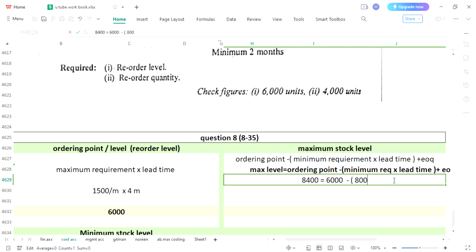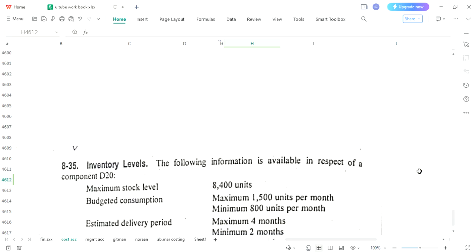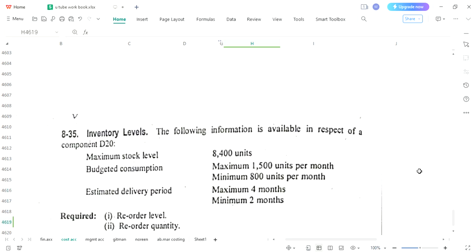Then follow the formula. We have multiply lead time. Since we are dealing with minimum requirement, as you can see that we do have two times, maximum 4 months, minimum 2 months, and we are dealing with minimum requirement 800. So what time we will choose? The minimum time, and that is 2 months.